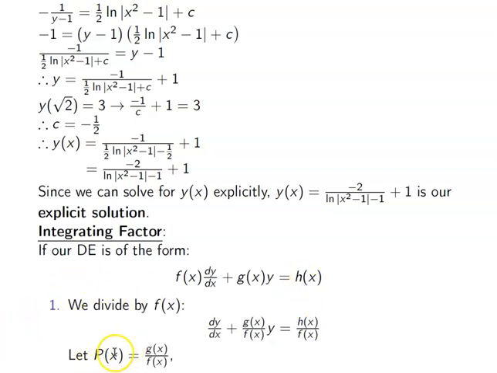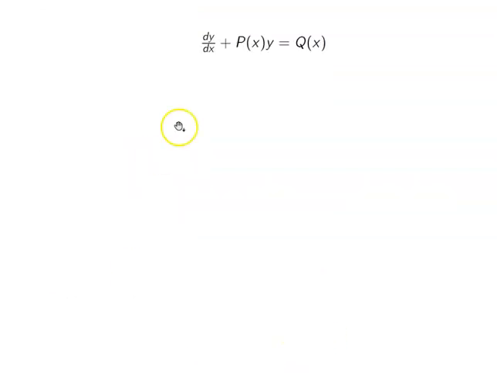Okay. Now we're going to call this new function g of x over f of x that's been divided, p of x. We're going to call this new function on the outside q of x. So my equation is going to be y prime plus some function of x times y equals some function of x also, right? No y's on the right hand side. So basically all I did was get y prime alone in front.